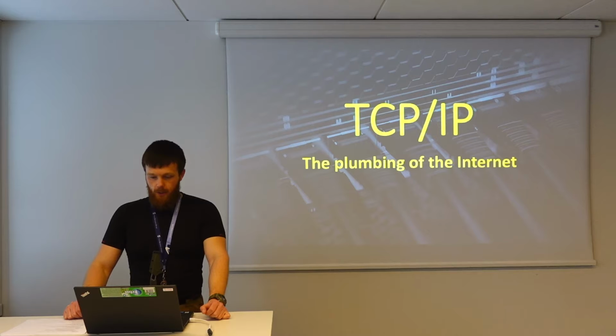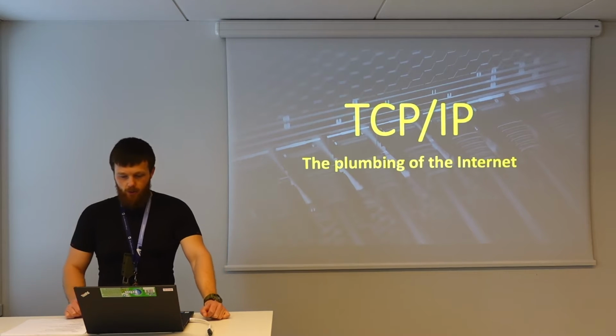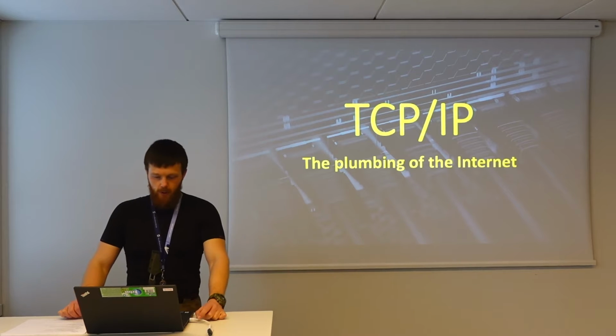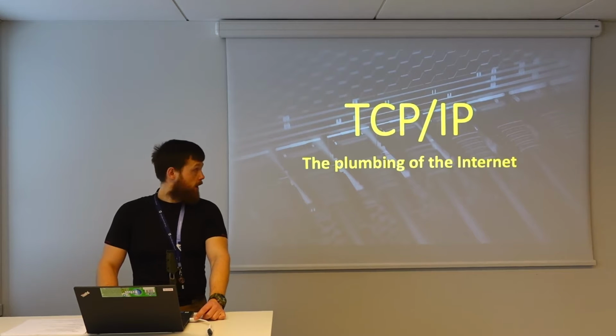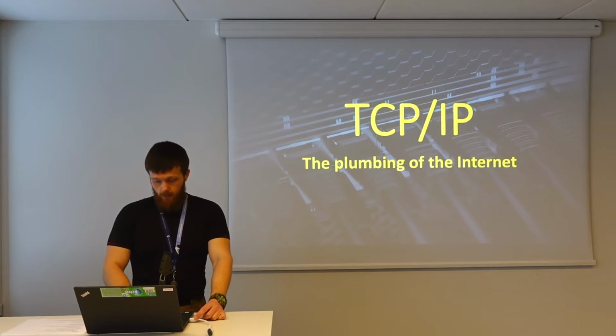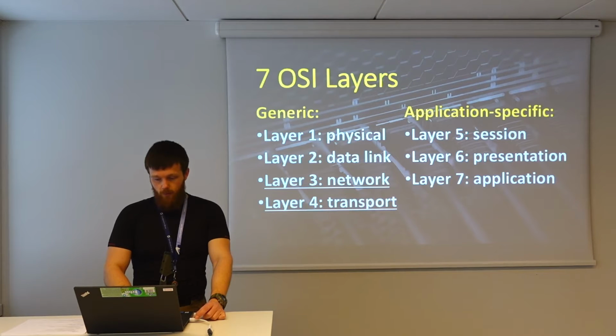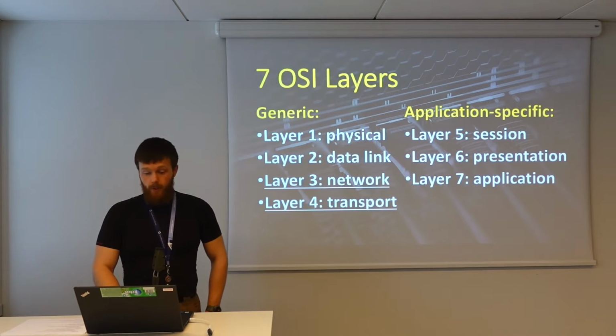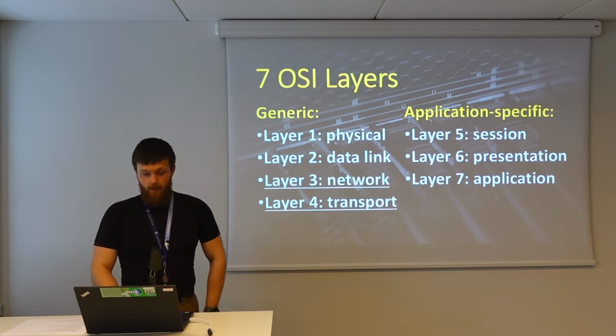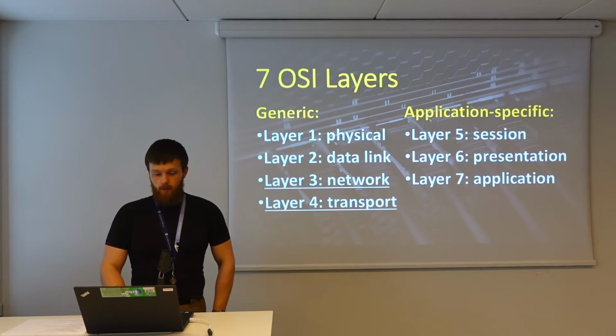So, TCP/IP, I called it the plumbing of the internet because that's quite an apt description, and you will see why. Let's begin with the 7 layers of OSI. Some of you probably already know what that is, but just for a quick recap, every network infrastructure basically consists of these 7 layers.